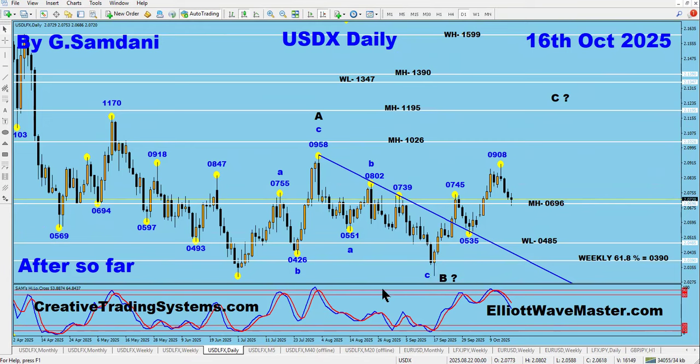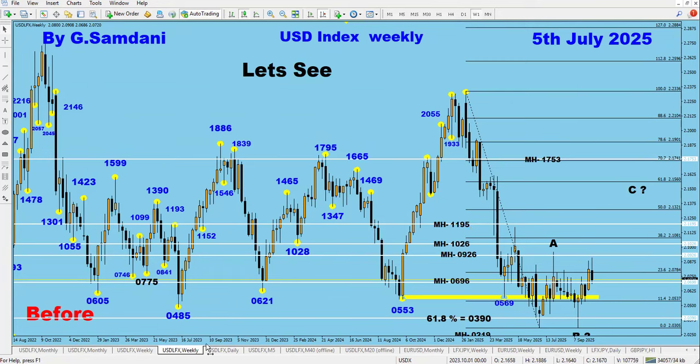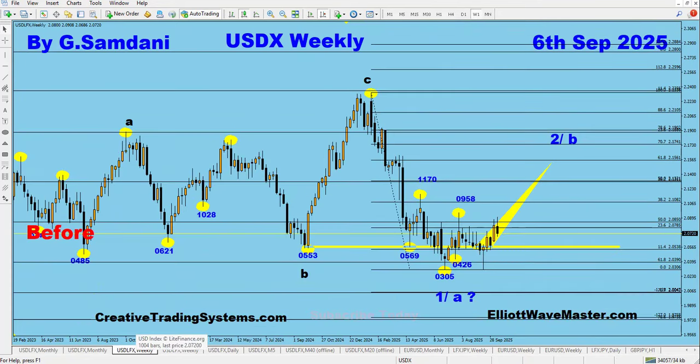I don't know where the chart is right now. So this is A, B, C, A. This is A, B, C, B. 1, 2, 3, 4, maybe 5. It will take us to the upside here for wave 2 or B of this count.